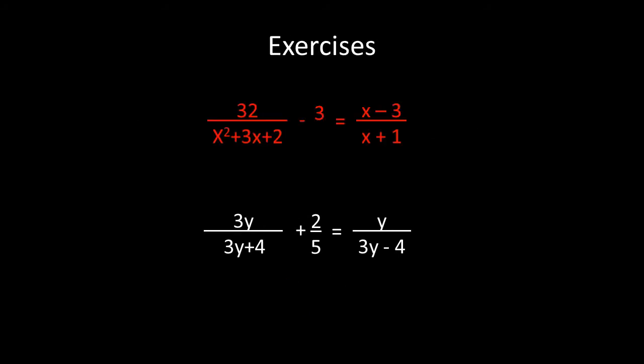Now, try answering these examples. Example number 1. 32 over x squared plus 3x plus 2 minus 3 is equal to x minus 3 over x plus 1. Example number 2. 3y over 3y plus 4 plus 2 over 5 is equal to y over 3y minus 4.